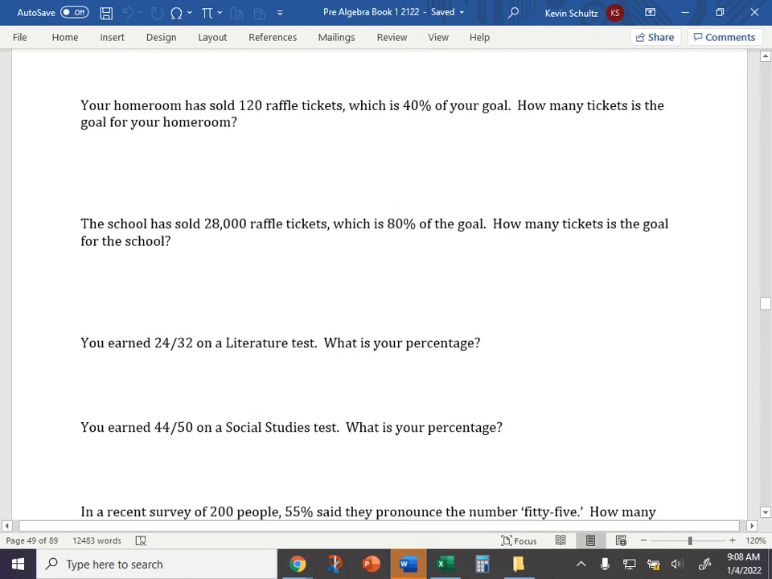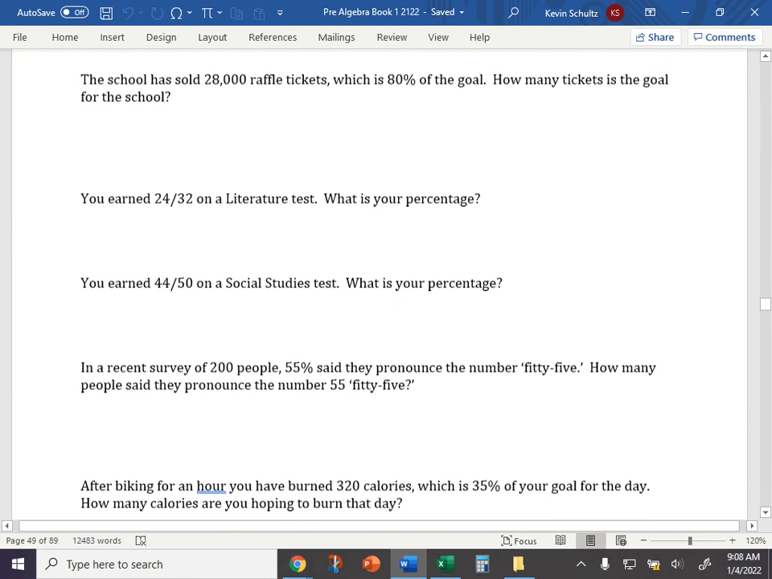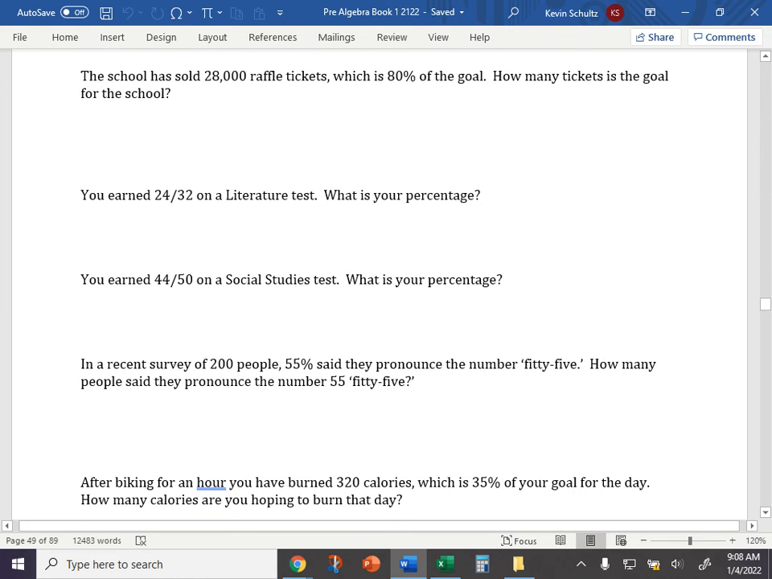Okay, let's look at the next one. Says the school sold 28,000 raffle tickets, which is 80% of the goal. How many tickets is the goal for the school? Is this one very similar to the last one? Yeah. Go ahead. Set it up yourself. Proportion, equation, either way, other method, shortcut, whatever you want to do, solve it. Very similar setup to the previous one.